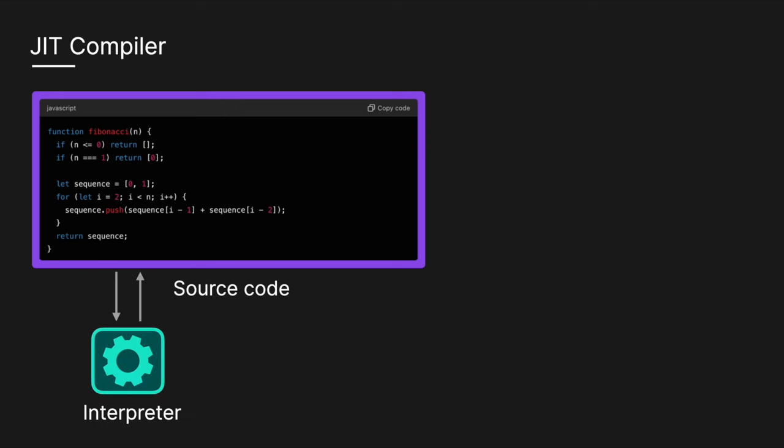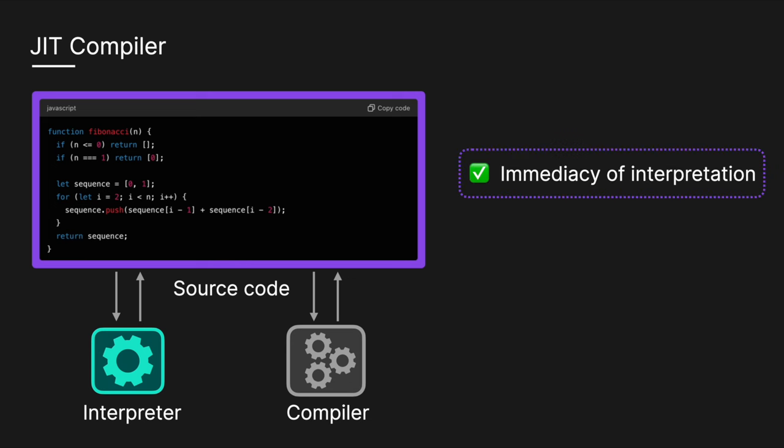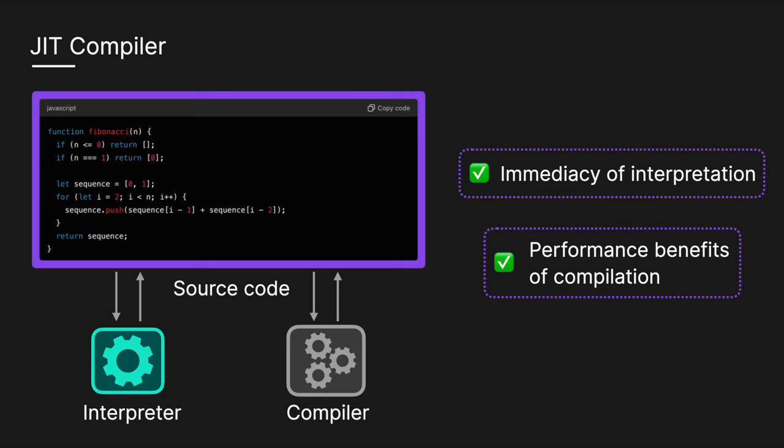There are many different implementations of just-in-time compilation, however, typically it starts by interpreting the code, and then the just-in-time compiler will compile frequently executed parts into machine code on the fly, combining the immediacy of interpretation with the performance benefits of compilation. Unlike a standard compiler, a just-in-time compiler leverages dynamic runtime information to optimize the code more effectively. For example, it can inline frequently used functions, which in turn can improve performance.